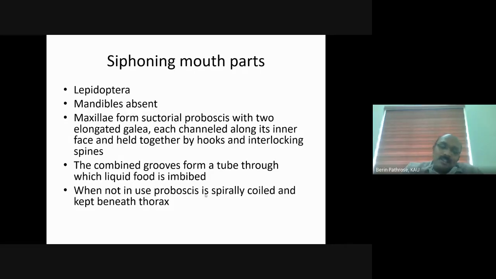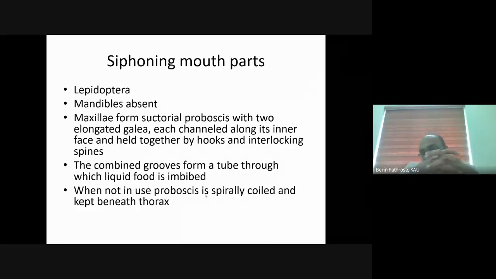And here the mandibles are absent. There is no need for mandibles because, as you know, butterflies feed on nectar, purely liquid food. So there is no need for mandibles to bite and chew. And there is an elongated proboscis, and this elongated proboscis is the modification of the galea.